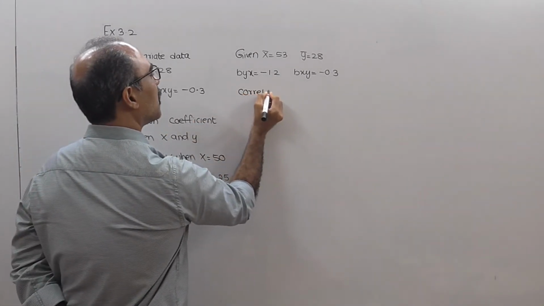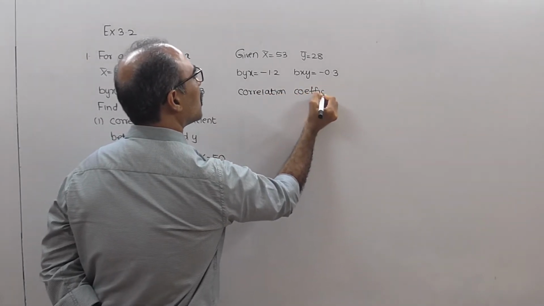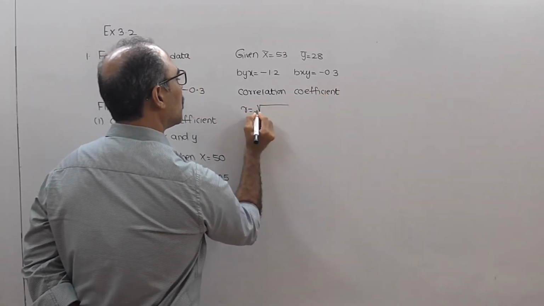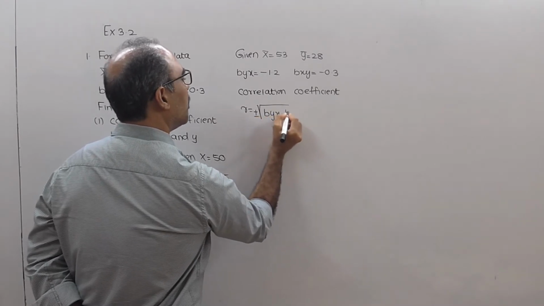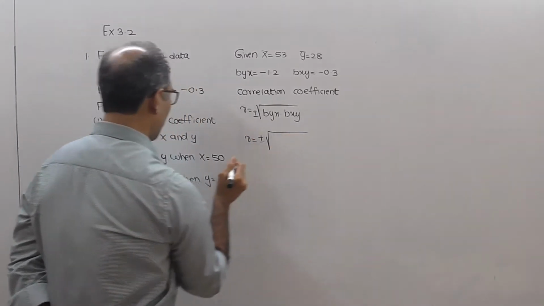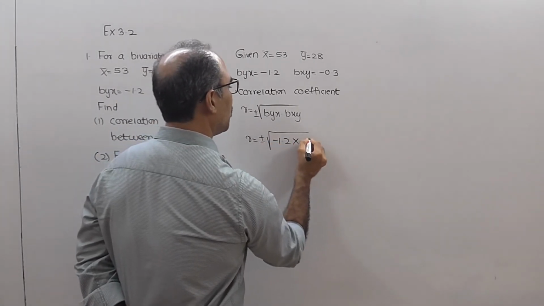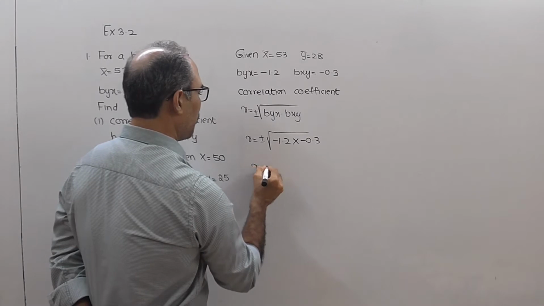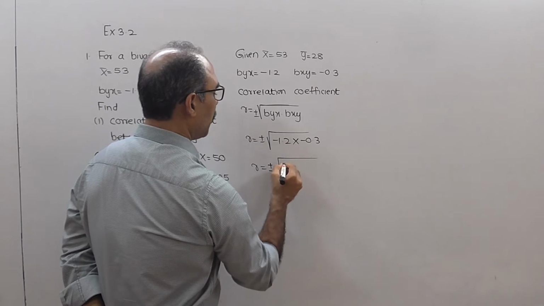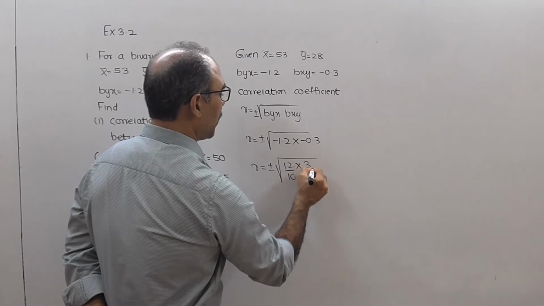So we have the correlation coefficient, which is denoted by r, equal to plus or minus root of byx into bxy. r equal to plus or minus root of byx minus 1.2, bxy minus 0.3. That is equal to plus or minus root of minus into minus will give you plus, 1.2, I'll write it as 12 by 10, and 0.3, I'll write it as 3 by 10.